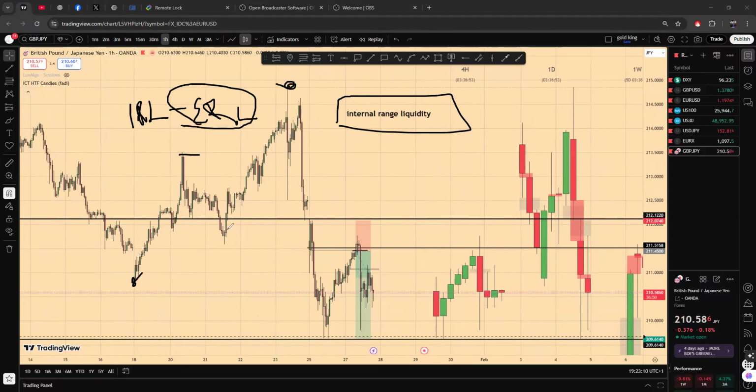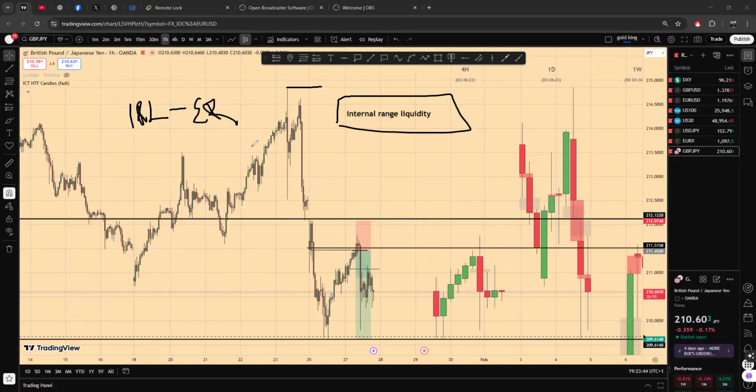Which means that if the market is going for external range liquidity, normally it should be going for old highs and old lows. That's just it about external range liquidity. And also, you will notice that sometimes an external range liquidity, which is a high like this, is still going to be an internal range liquidity found on a higher time frame. Now, I'm going to break that down when you look at it.